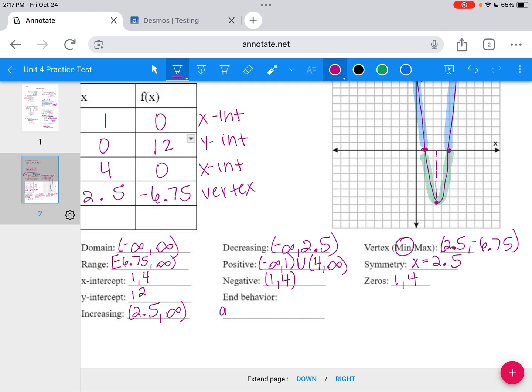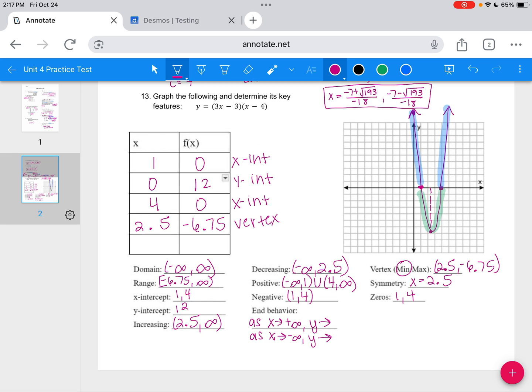Now remember, end behavior is always: as x approaches positive infinity, y approaches blank. As x approaches negative infinity, y approaches blank. In both cases, whether x is approaching positive infinity, the right side of this graph, or x is approaching negative infinity, the left side of this graph, our y's are going up. So we are always approaching positive infinity. And we are done.